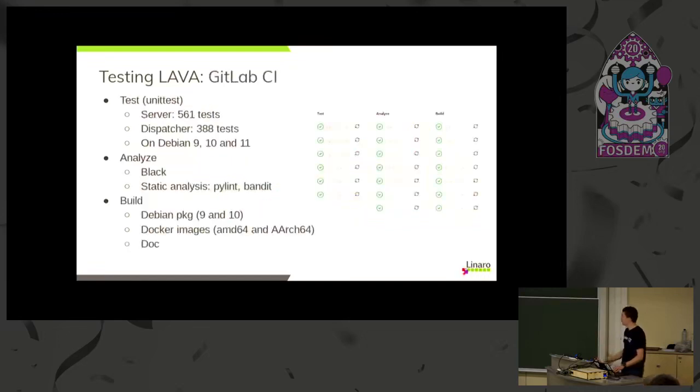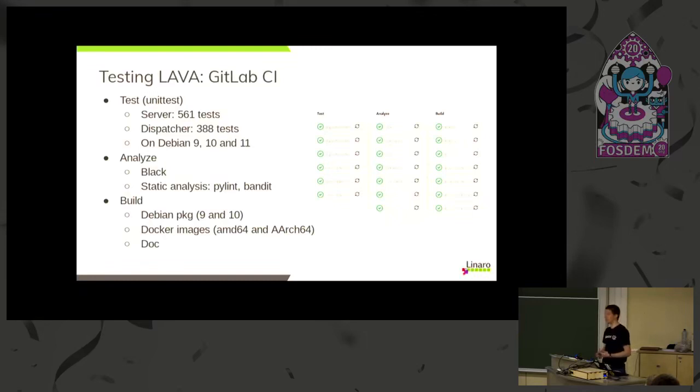So GitLab CI, it's a fairly simple GitLab CI pipeline. We do tests, so we do unit tests, both for the server and the dispatcher, because as I said, it's really two different things to test. The dispatcher is responsible for boards, so it does access to hardware, while the server is just a classical Django application. We do test on Debian 9, 10, and 11.